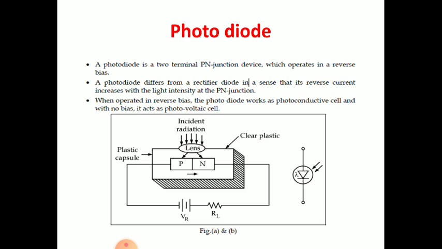Reading the third point: when operated in reverse bias, the photodiode works as a photoconductive cell, and with no bias, it acts as a photovoltaic cell. You are going to learn the difference between photoconductive and photovoltaic in the coming slides. When we apply the reverse bias, the diode works as a photoconductive cell, that is, it allows the current to flow. And with no bias, it acts as a photovoltaic cell, that is, it stores the energy, it stores the voltage.